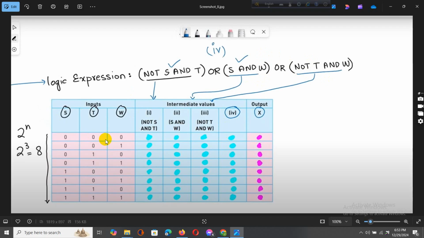So now we have to produce our logic truth table. There are three inputs S, T, W. As we have three inputs, we have 8 input combinations. These are our intermediate values: NOT S and T, we can write it here, S and W, NOT T and W.